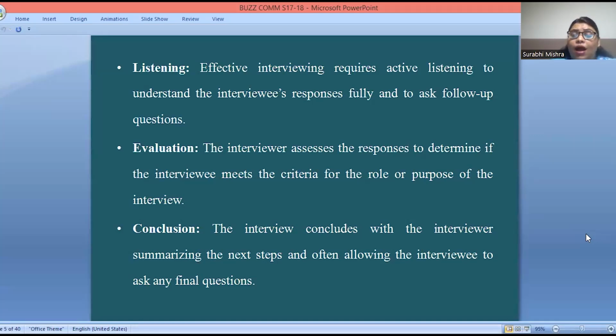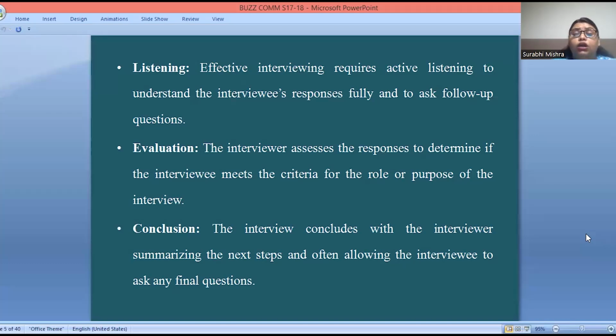The next comes the evaluation. Now, the interviewer assesses the responses to determine if the interviewee meets the criteria for the role or the purpose of the interview or not. After the preparation, questioning, and listening, the next key element is evaluation. The interviewer assesses whether the responses meet the recruitment criteria, the hiring criteria, for the purpose of the interview or not. If the criteria are fulfilled, then that person is hired for the particular profile he has applied for, right?